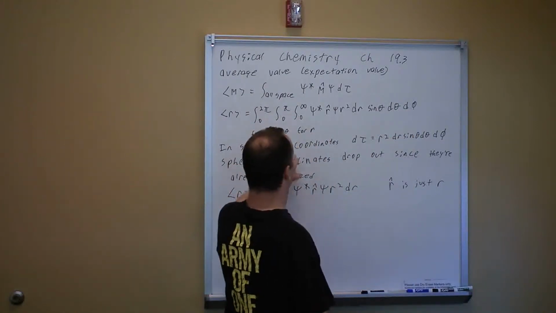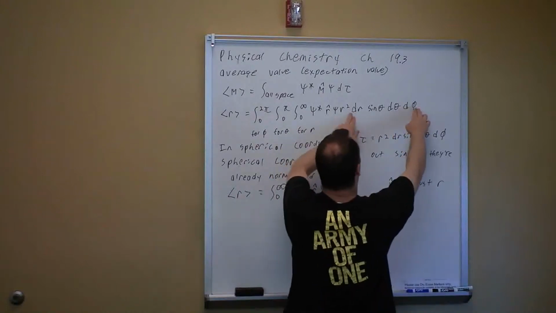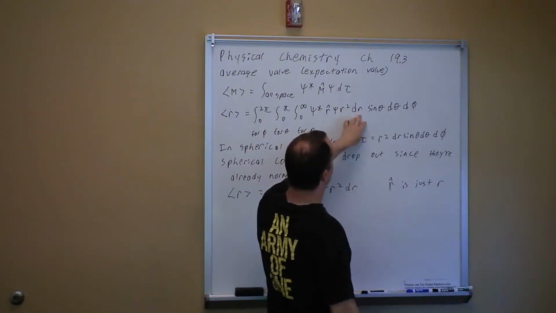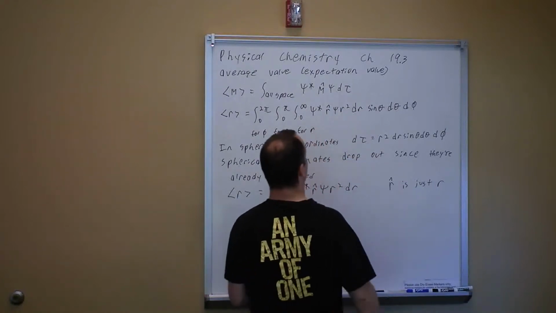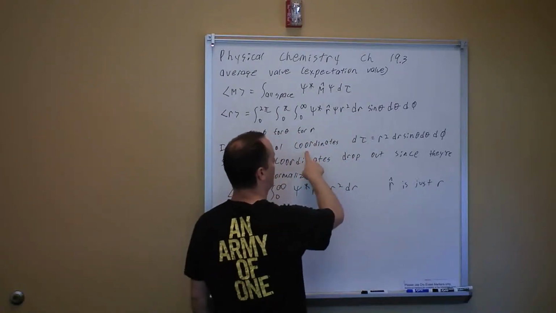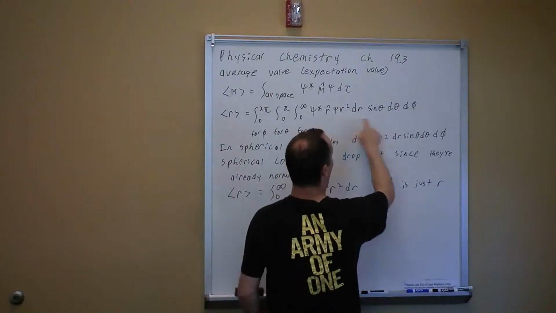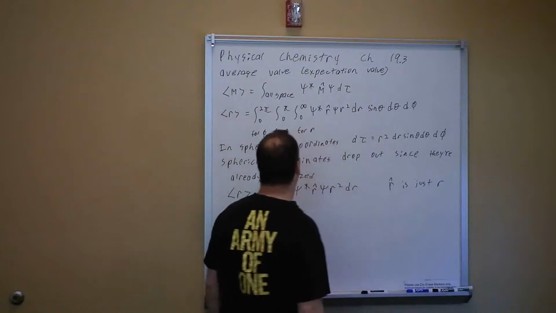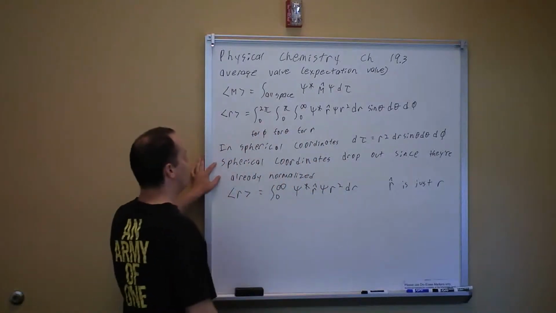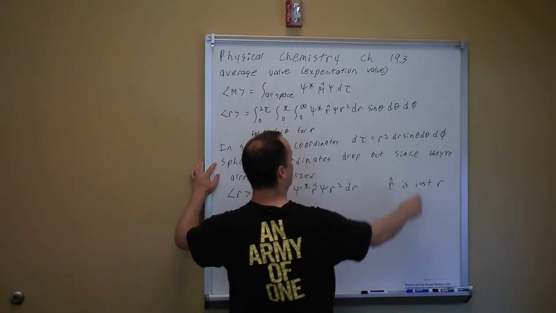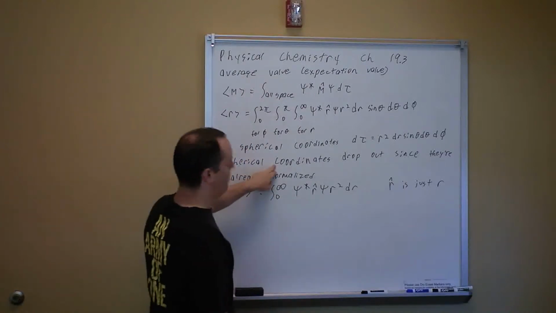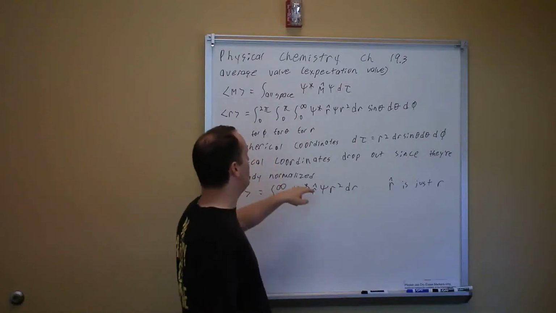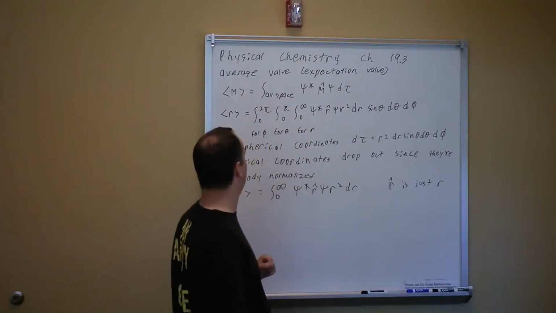So for spherical coordinates, remember d tau in rectangular, Cartesian coordinates was just dx, dy, dz. But since we're in spherical coordinates now, d tau is going to be equal to all this, the r squared dr times sine theta d theta d phi. Now, these spherical harmonics, these are going to drop out since they're already normalized.